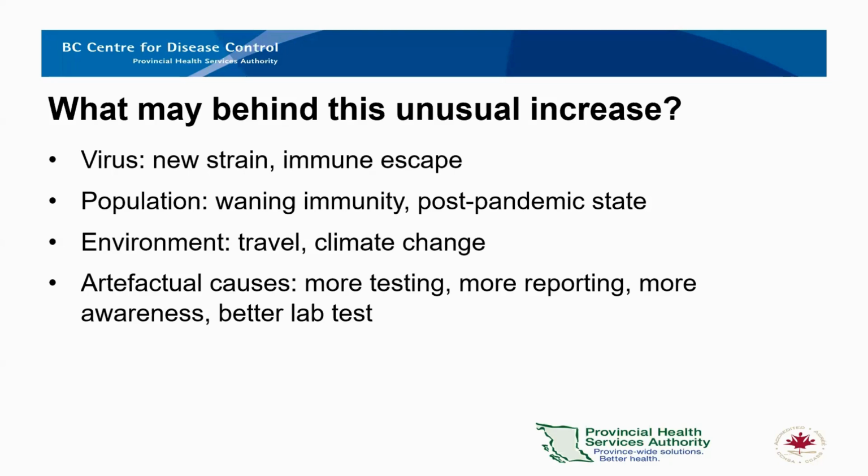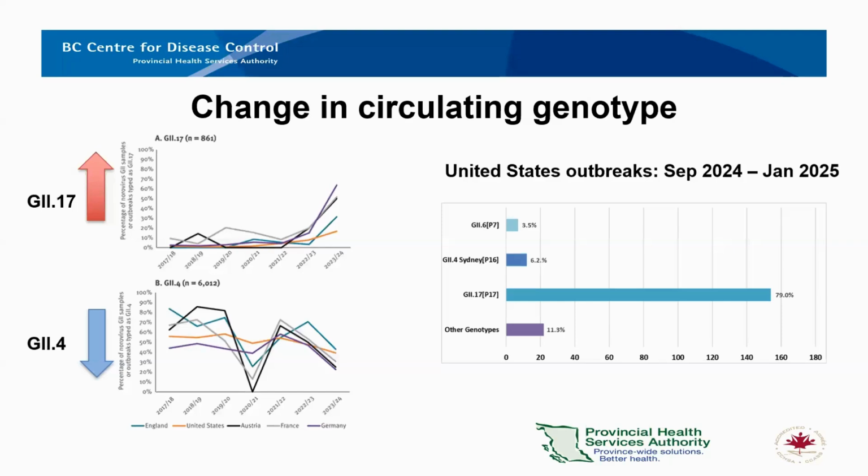And we always have to be mindful of artifactual causes. These are causes that are not true increases, but are more related to things like more testing or more reporting, increased awareness, or better lab tests. So those could also be happening. We think one of the big reasons why we've seen this is an association with the circulating genotype.